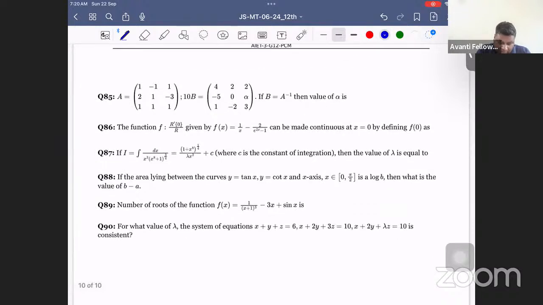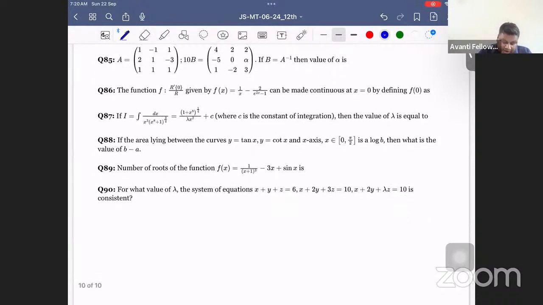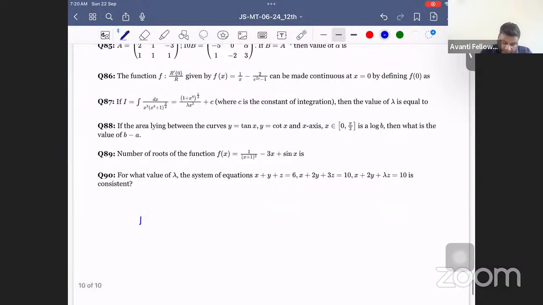Like if I talk about this integration question, 87, you just take x to the power 8 outside. Got it? Like I equals integration dx upon x to the power 8. If you take x cube outside, it will become x to the power 6.